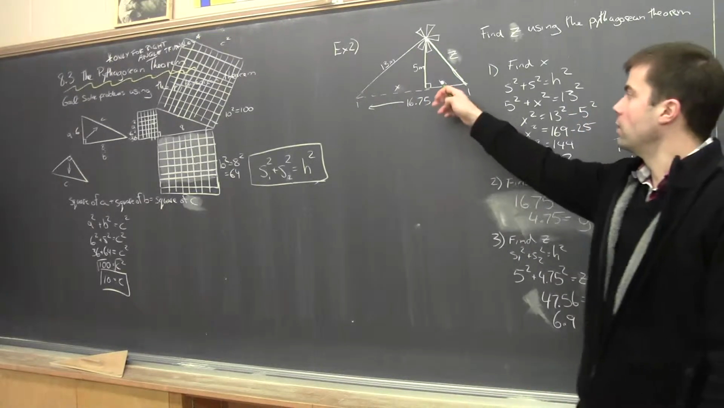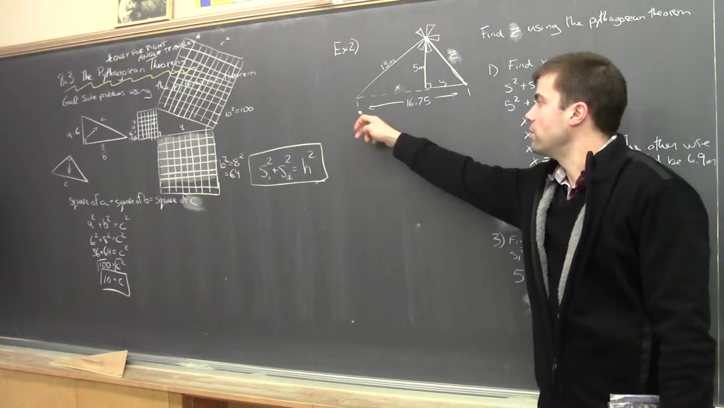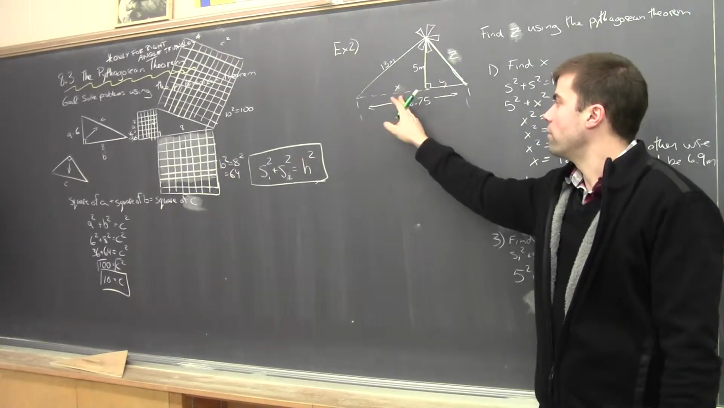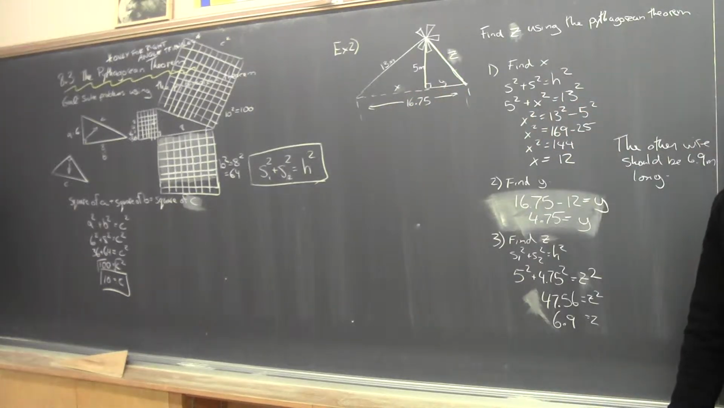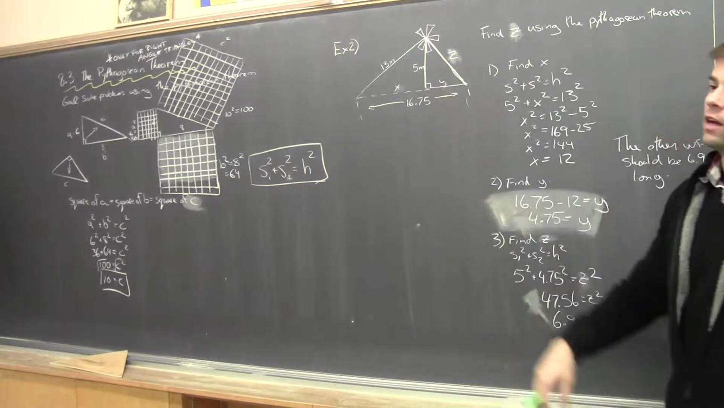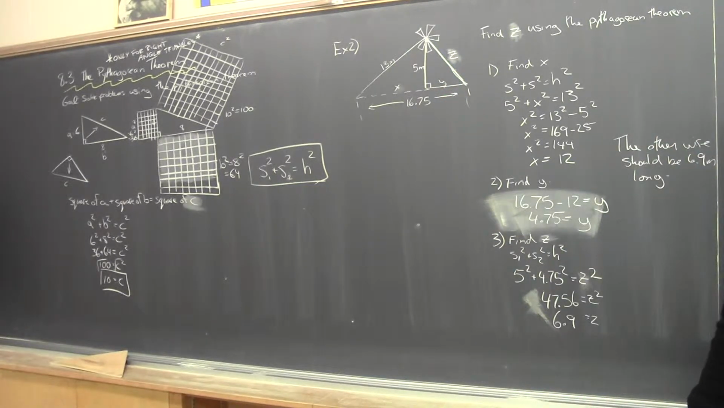In order to get y, we need to find out what x is, right? Because we have this dimension all the way here. If we can find x, then we can find y. And then if we can find y, we can find z. All right? So that's the idea. We have to go in order. So the first step is to find x.